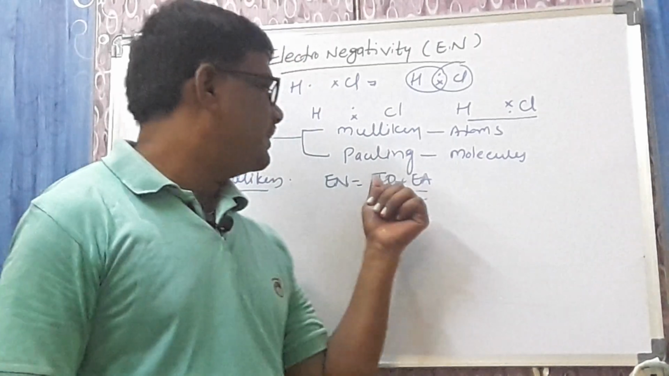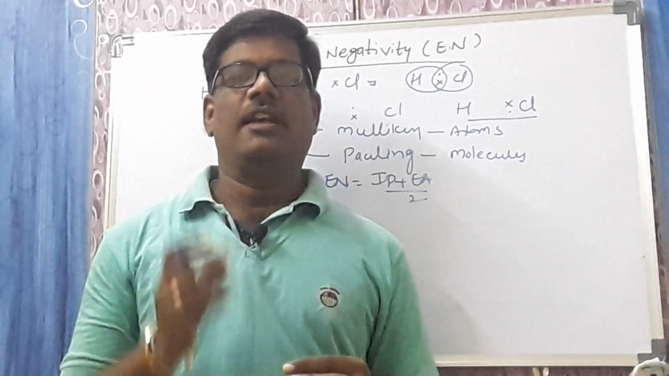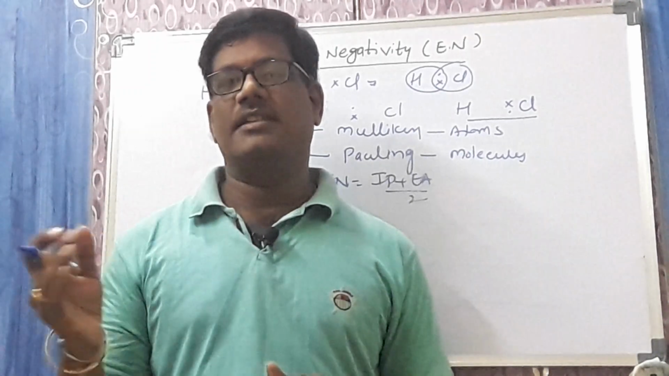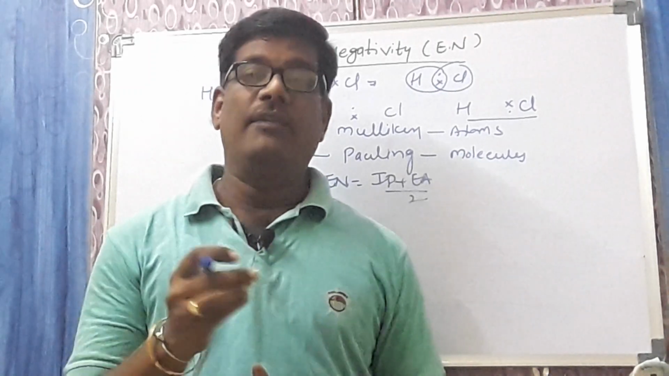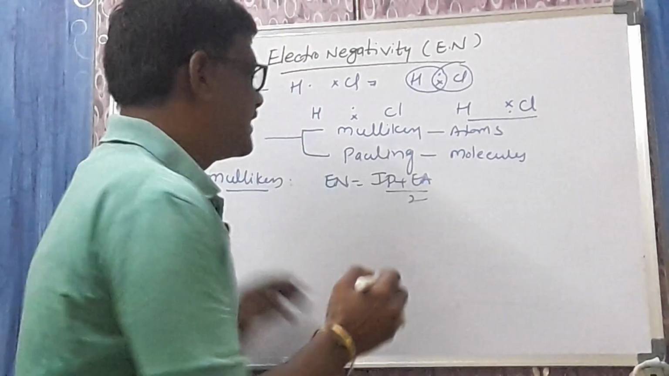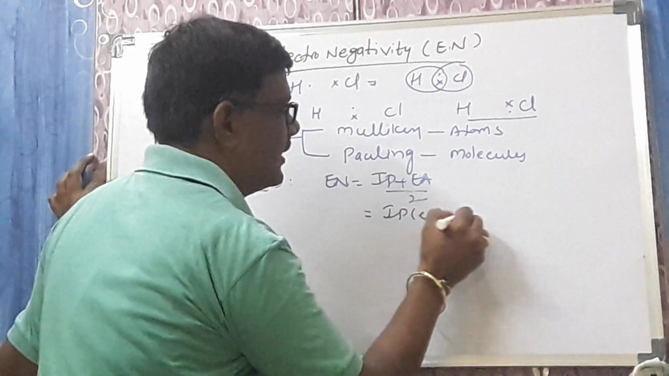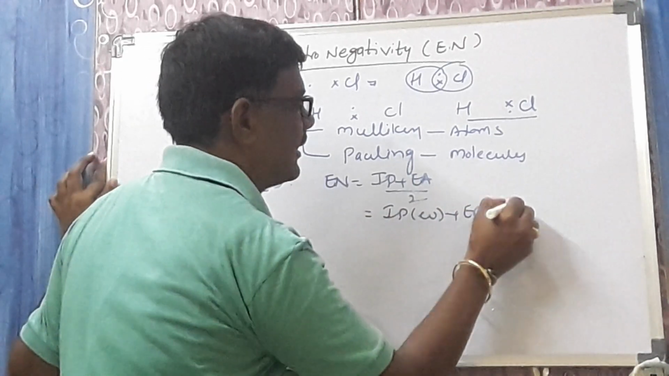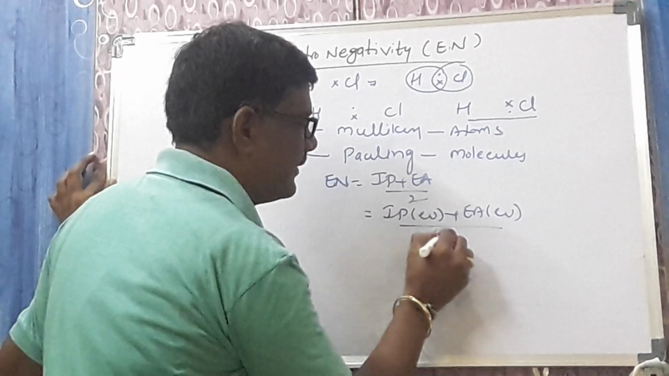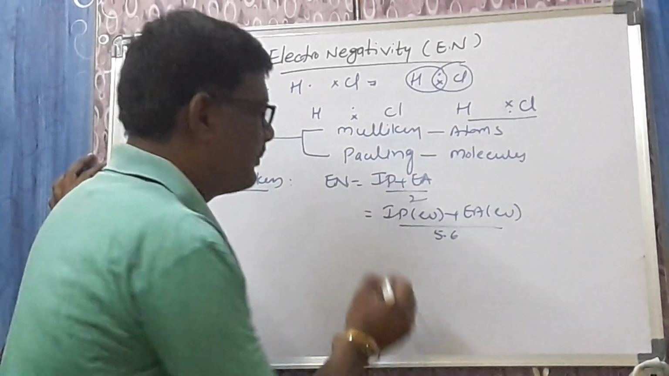But this ionization potential and electron affinity have three units: electron volts per atom, kilocalories per mole, kilojoules per mole. Whenever units are given in your examination, then the value will change slightly. If ionization potential is given in electron volts and electron affinity also in electron volts, then the sum must be divided by 5.6. It is not divided by 2. It must be divided by 5.6.